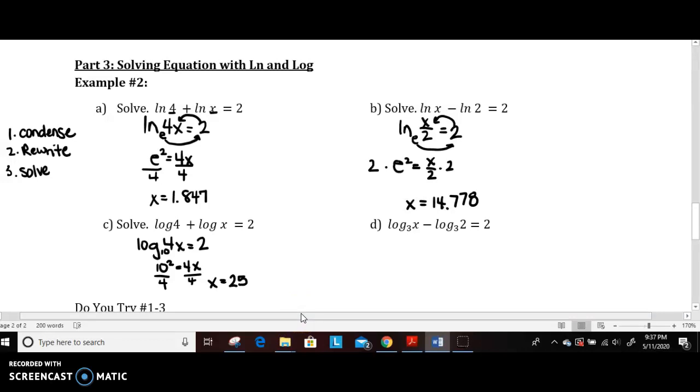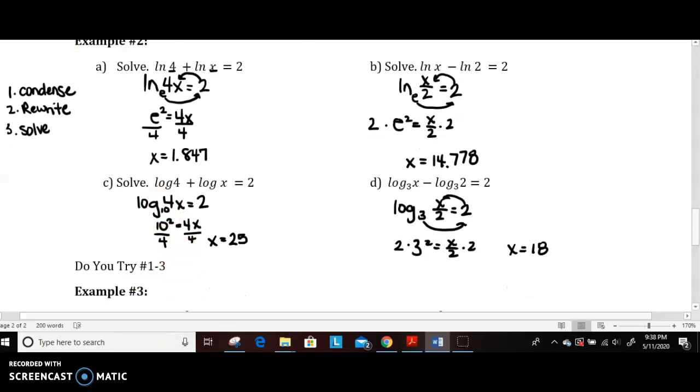On d here, I've got subtraction in the middle. So remember, subtraction is division. To rewrite this, I have log base 3 of x over 2 equals 2. Writing it as an exponential, looping it, I get 3 squared equals x over 2. Multiply both sides by 2, so x is going to equal 18. Pause the video right here and try the You Try problems 1 through 3.